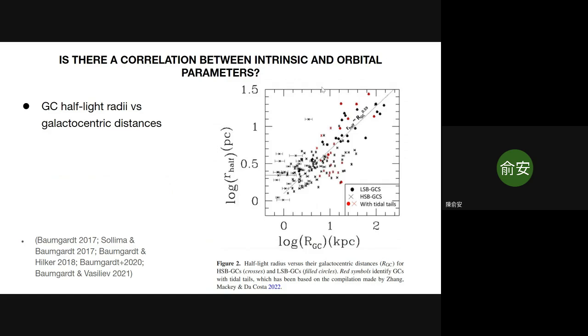And this was found that yes, in general, there is a correlation between the intrinsic parameters, which is the half-light radius of globular clusters, and also the orbital parameters. In this case, it is the galactic center distance, which is the distance between the globular cluster and the center of our galaxy. So there is a correlation between these two, and basically all the results are from previous papers they've plotted onto here.